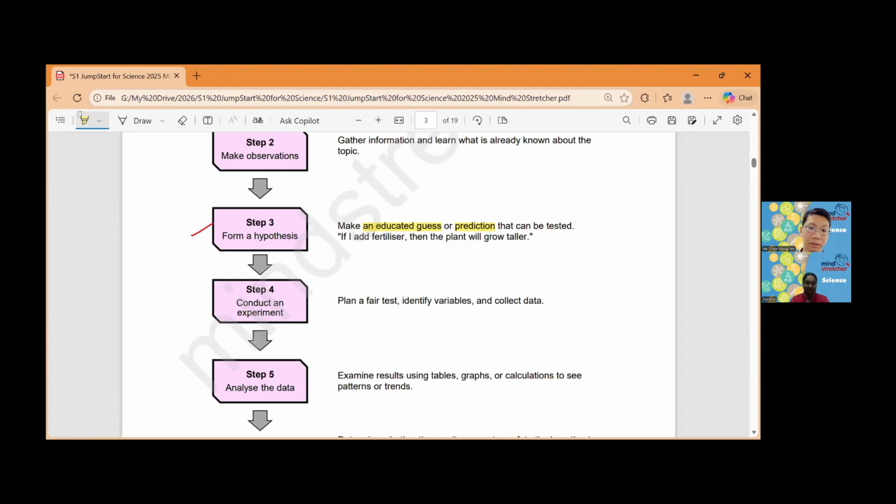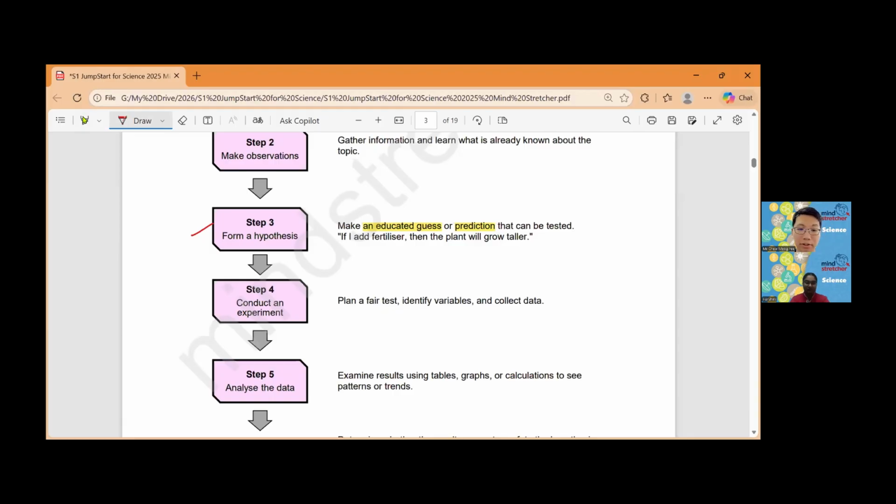Or you could make a different hypothesis. Your hypothesis can be: if I add the fertilizer, then the plant will not grow taller. That is like a negative hypothesis, but it doesn't mean it's wrong. A hypothesis is supposed to be a guess, a prediction. Then you test with your experiment and see whether your result aligns with the hypothesis, whether it agrees with the hypothesis. So you conduct a fair test.